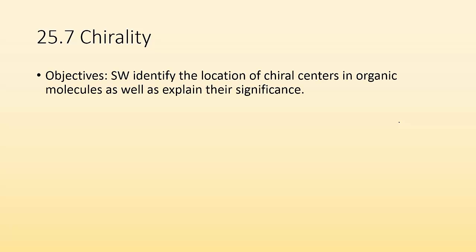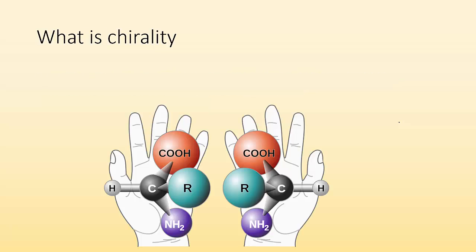It is Mr. Donahue here again, taking a look at 25.7 chirality. So our objectives will be to identify the location of chiral centers in organic molecules as well as explain their significance. All right, well, what is chirality?